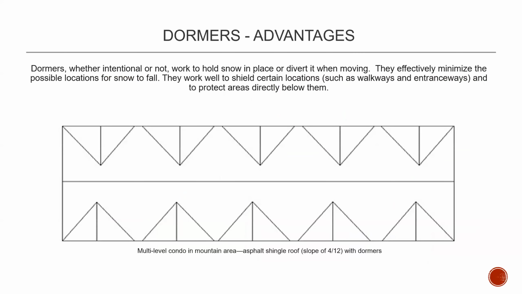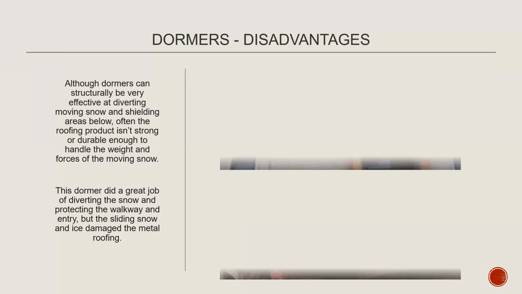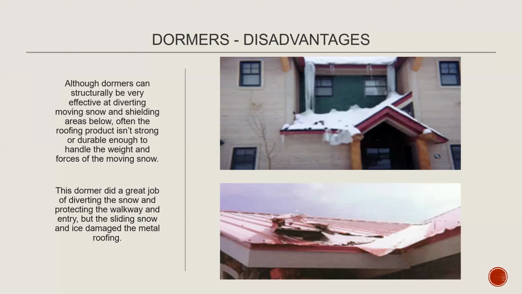Dormers are something that, whether it was ever intentional or not, when they were first being installed, they work pretty well to hold the snow in place or divert it once it's moving. So they can help protect those areas such as walkways and entranceways to the people that are down below from the snow and ice. But they come with their own list of disadvantages.